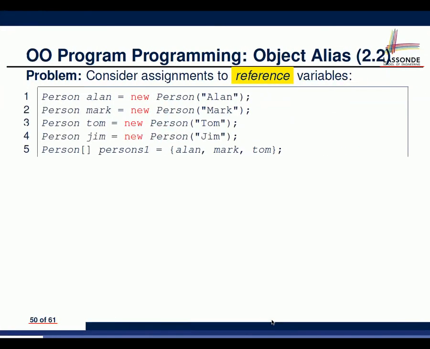Okay, let's now see what we should do. Okay, now persons 2. Persons 2 is assigned to new person with the size persons 1 dot length. Can you draw it, please? I will draw it as well. And now it is more important for you to think about, after executing this line, what should be the values for each element in the array for persons 2. Think about it, okay, and try to draw it. Okay, I'll try to draw it as well.